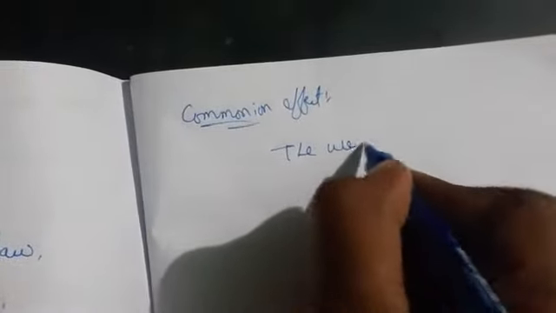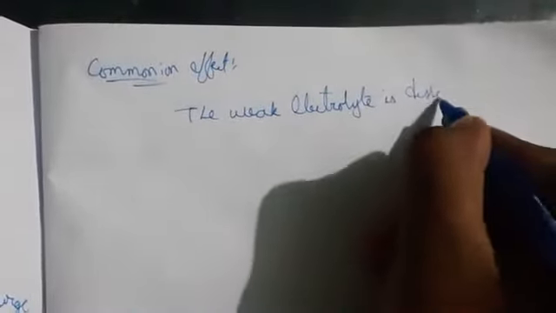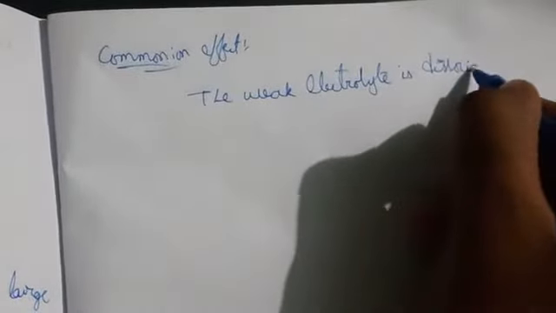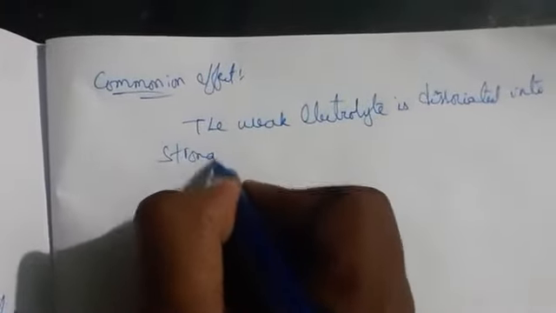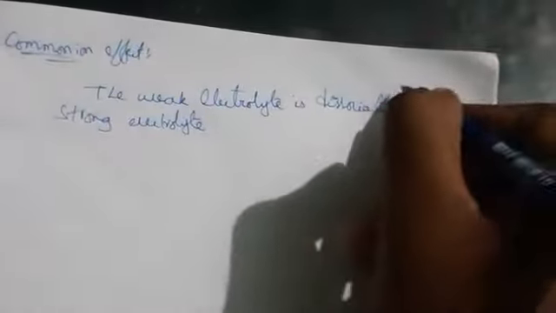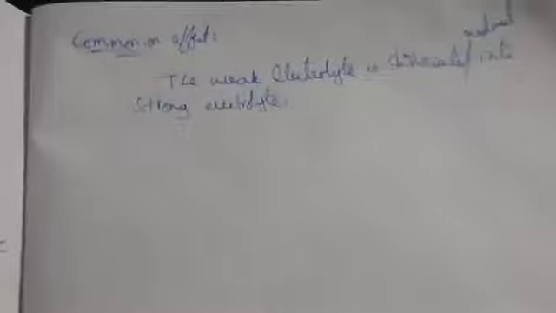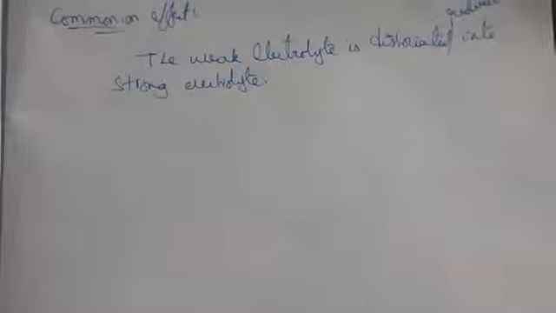So the common ion effect is nothing but the weak electrolyte is dissociated, or we can say reduced, into strong electrolyte. That one we call as what here? Common ion effect. Okay, so what does it mean here?